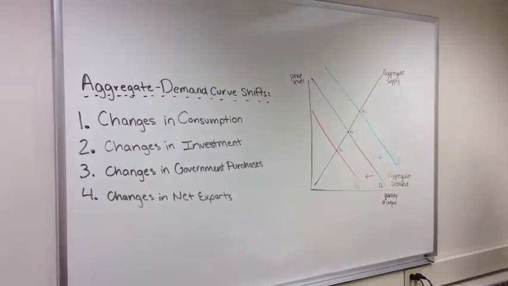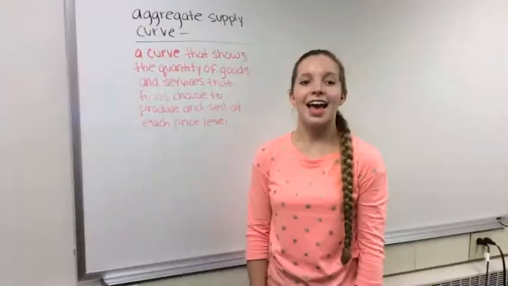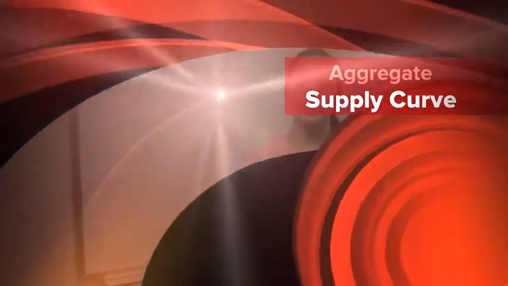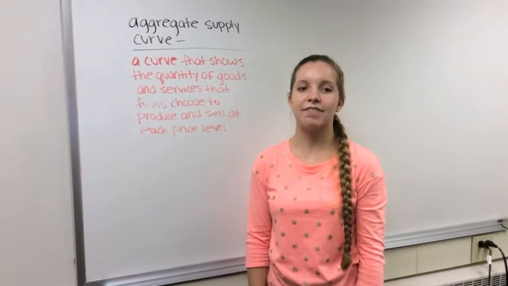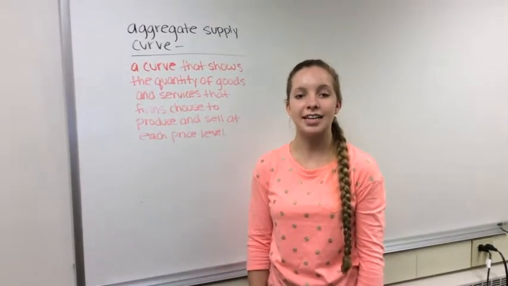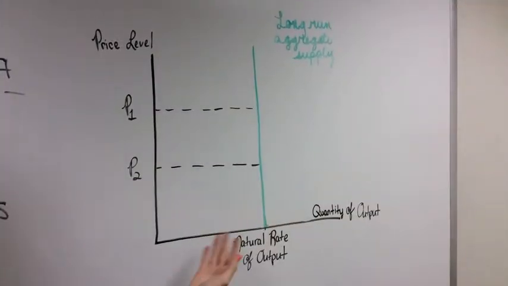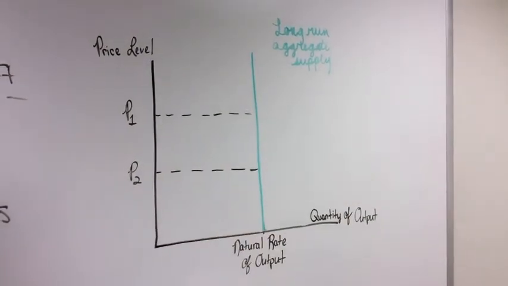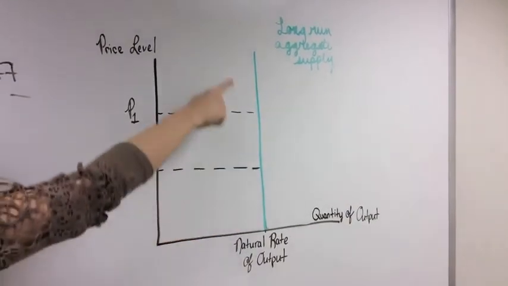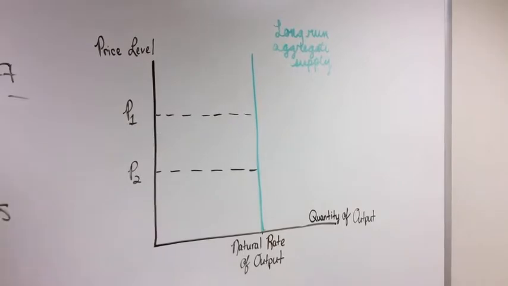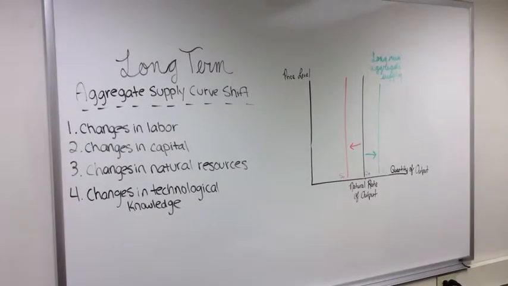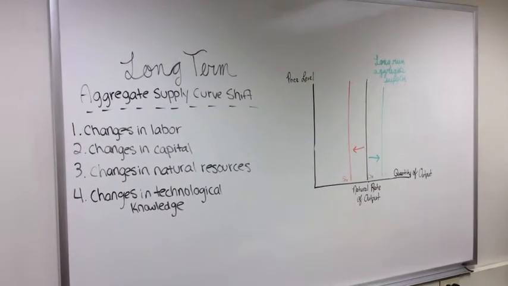Back to Brian Fantana. And now some news on aggregate supply. Aggregate supply curve is a curve that shows the quantity of goods and services that firms choose to produce and sell at each price level. As the graph shows, for long-run aggregate supply, a change in price level does not affect the quantity of goods and services supplied. The long-run aggregate supply curve might shift for several reasons.